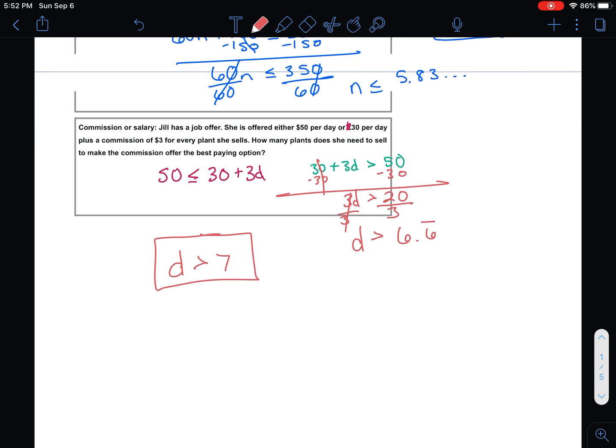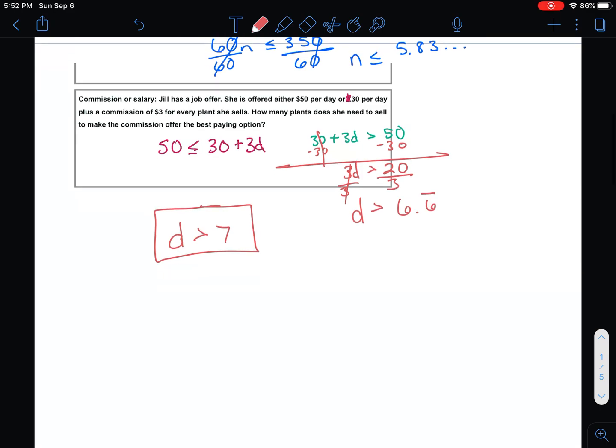the $50 per day. And then again, that comes back to this time we did have to round up, and that is because if she only sold 6 plants, she would only be making $48, which is less than 50. So this time we had to round up. So you really have to understand the context of your problem in order to solve them.